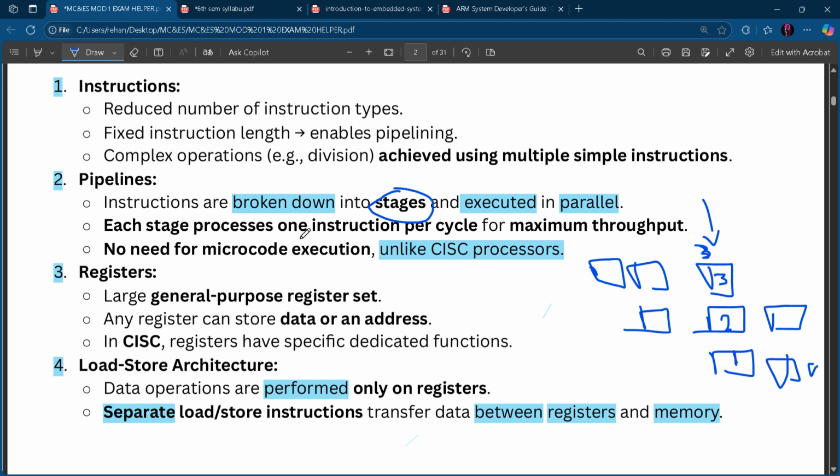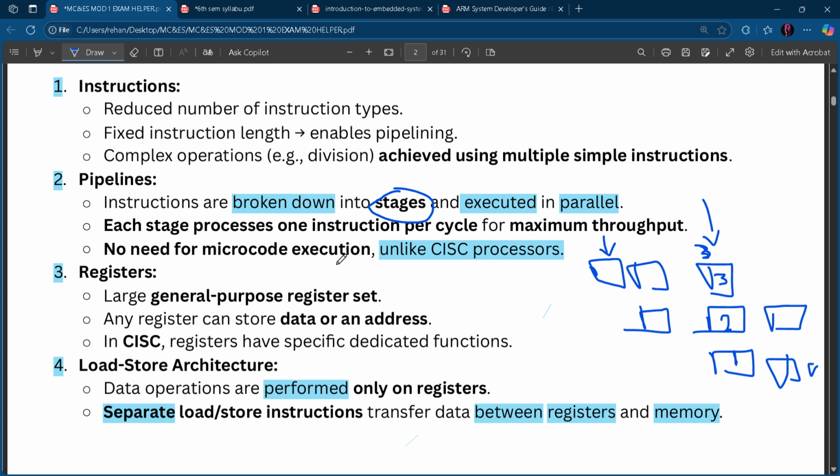Each stage processes one instruction per cycle for maximum throughput. In the sense, see, each stage processes one instruction per cycle. Okay, so in this stage we have multiple instructions, but only one instruction is being processed in one cycle. What it does is maximize the throughput. Throughput is nothing but the time taken to process something. We'll study about this again further in the module.